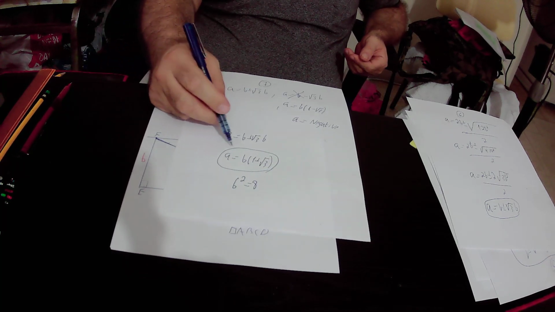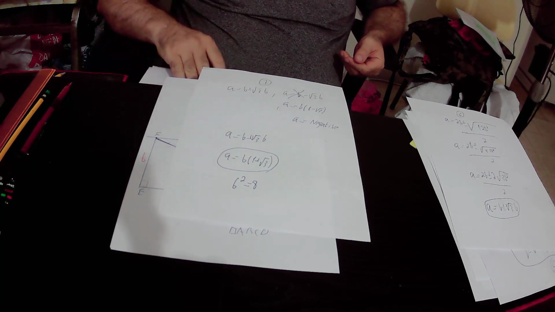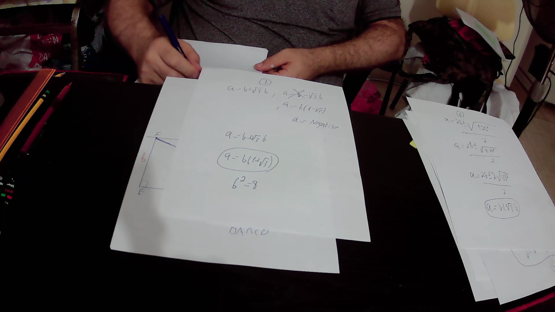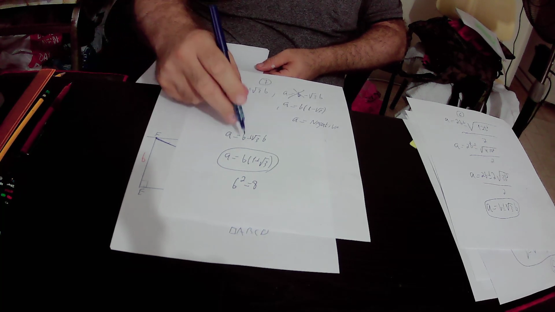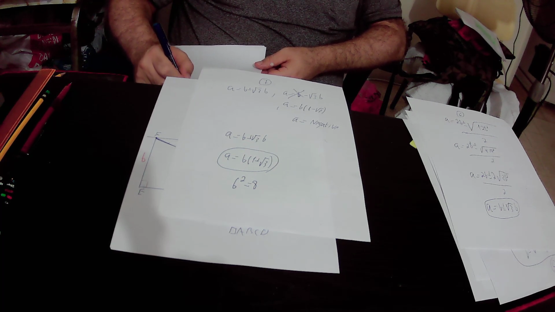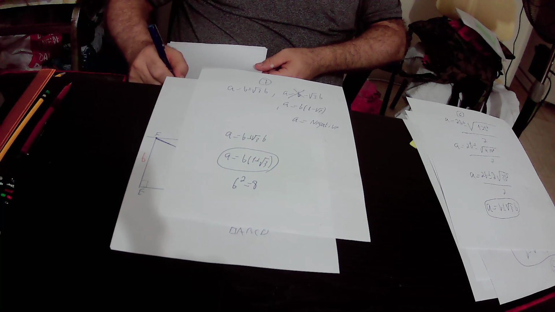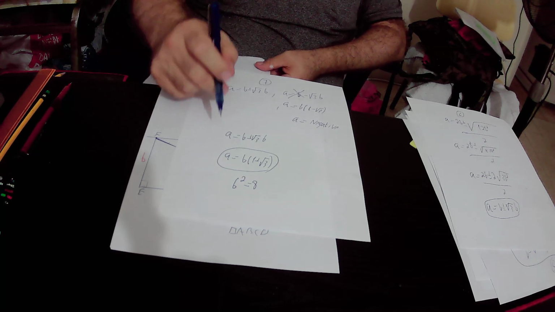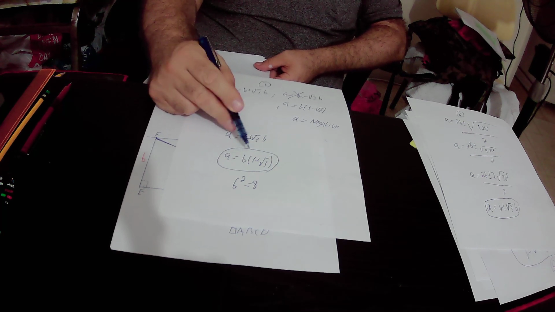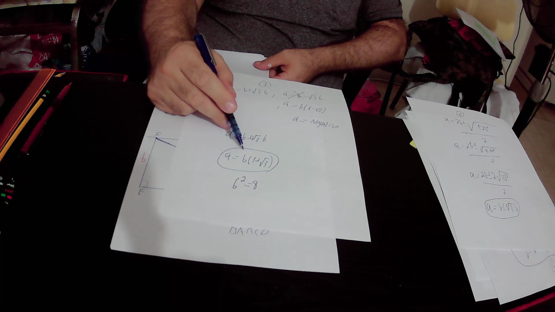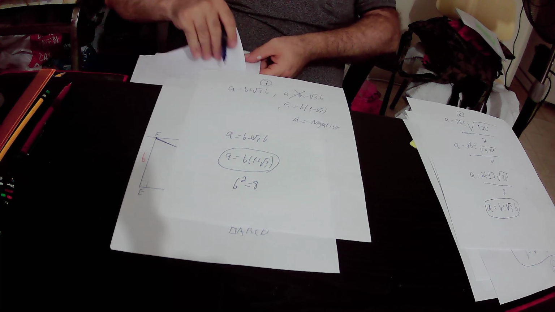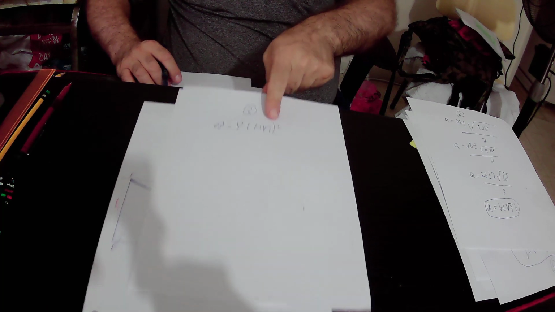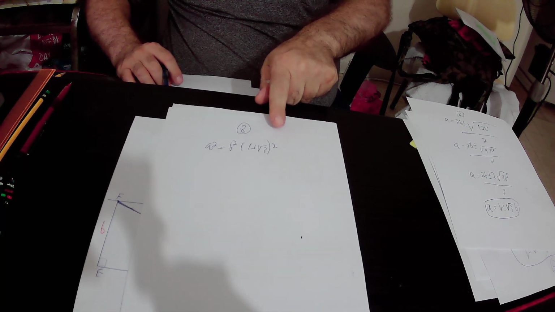So here we will square this equality, and we get that A square equals B square times 1 plus root 3 square. Again, we squared this equality, and after we squared it we got that A square equals B square times 1 plus root 3 square.